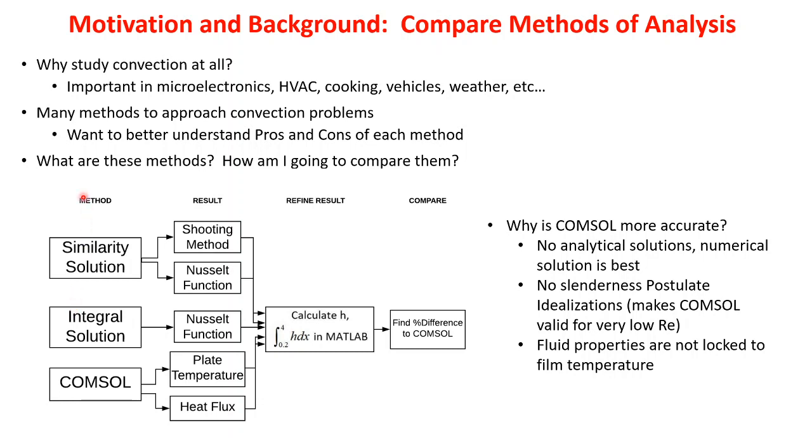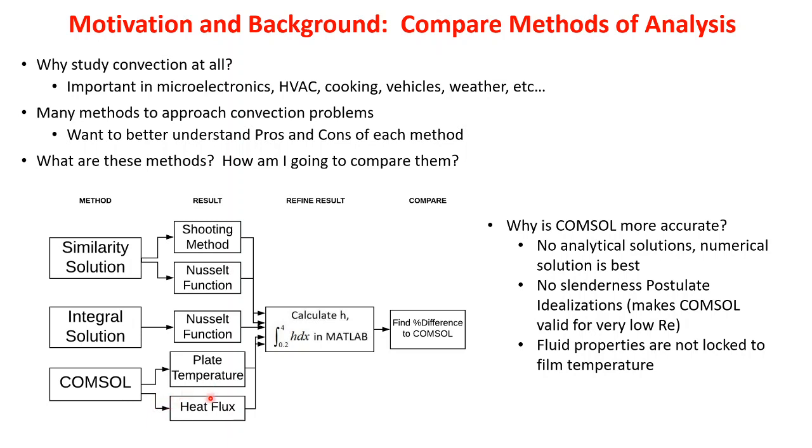So let me just take you through the workflow of my project. We start with a given method. That method is going to deliver a result. For the similarity solution, it's going to end up with a Nusselt function, with the shooting method for the isothermal plate and just a direct general correlation for the Nusselt function for the constant heat flux condition. The integral solution, of course, arrives at a Nusselt function. And COMSOL couldn't output a Nusselt function, so depending on the case, for the constant heat flux condition, I had it output the plate temperature. For the isothermal plate, I had it output the heat flux.